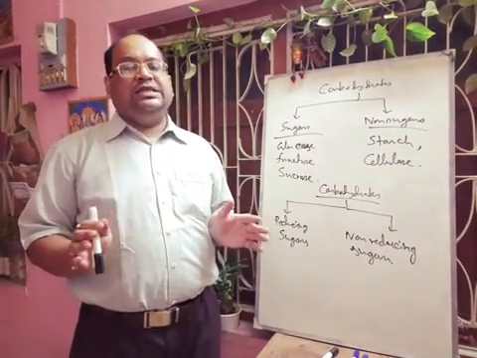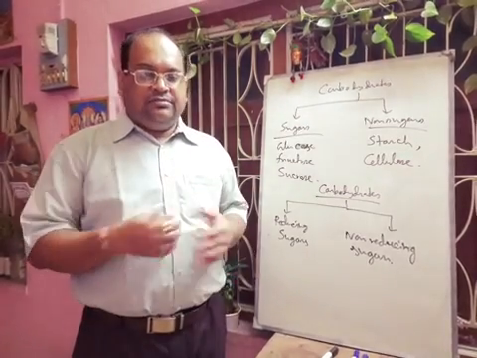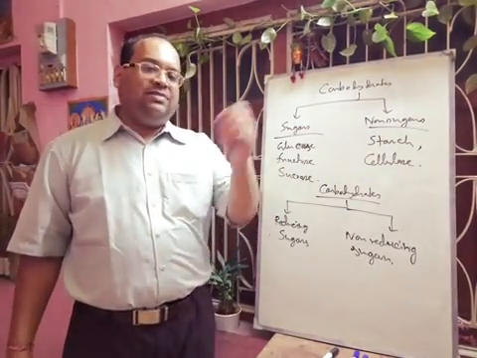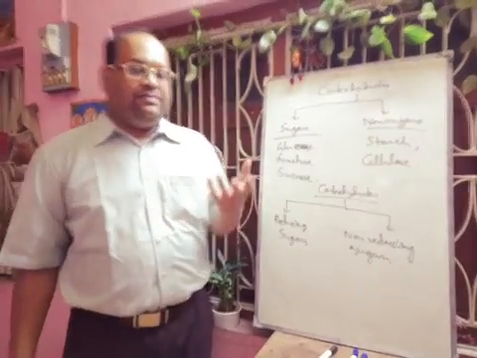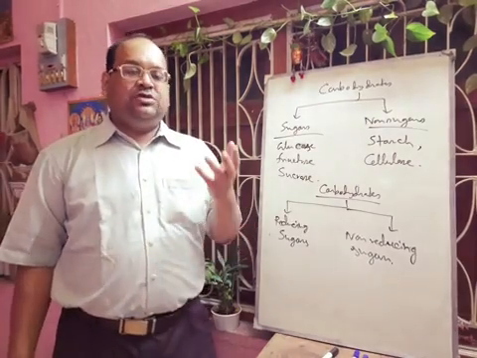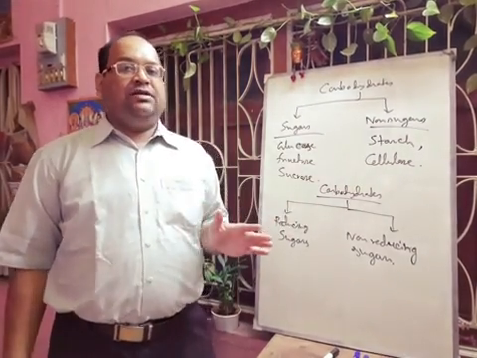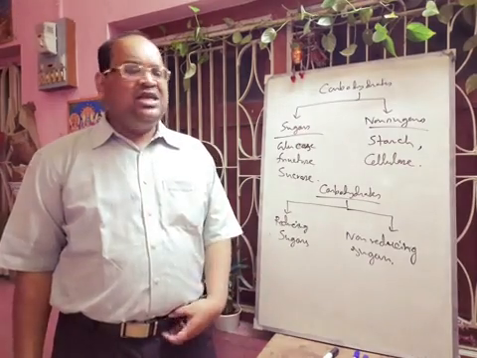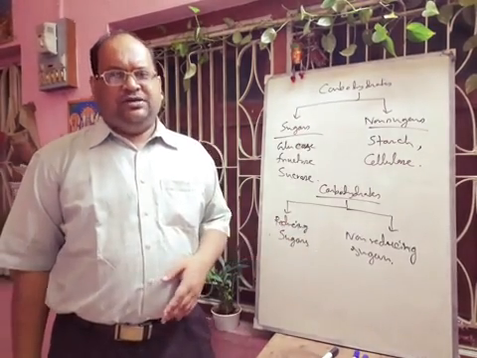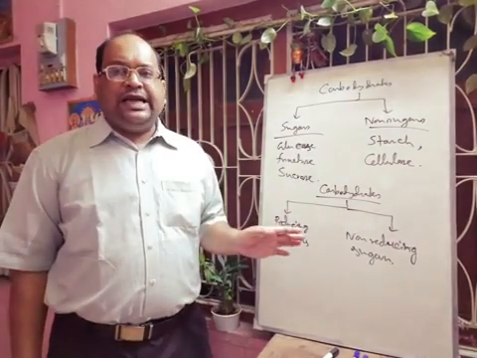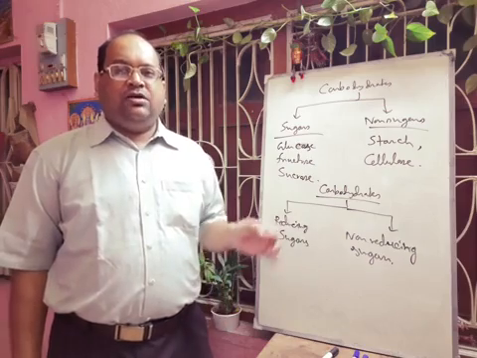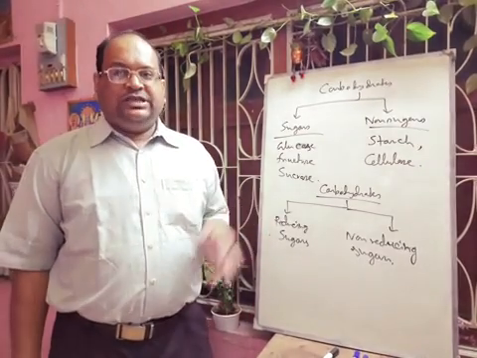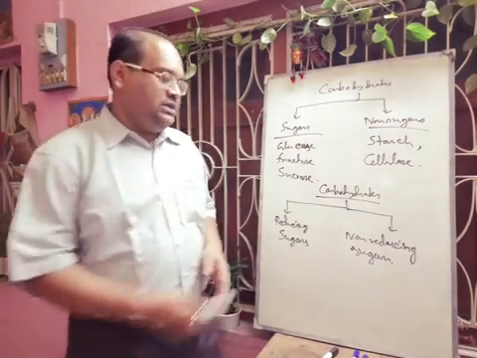Those which do not reduce these reagents, that means Tollens reagent and Fehling's solution, are called non-reducing sugars. That means if we add some carbohydrate to Fehling solution and heat it, and we get a red precipitate of Cu2O, this is a reducing sugar. If there is no change in color and it does not form the red precipitate of Cu2O, it is a non-reducing sugar. Hope you can understand. Generally, all monosaccharides are reducing carbohydrates, and all disaccharides except sucrose are also reducing carbohydrates. Sucrose, starch, cellulose, glycogen are non-reducing sugars. That you have to understand.